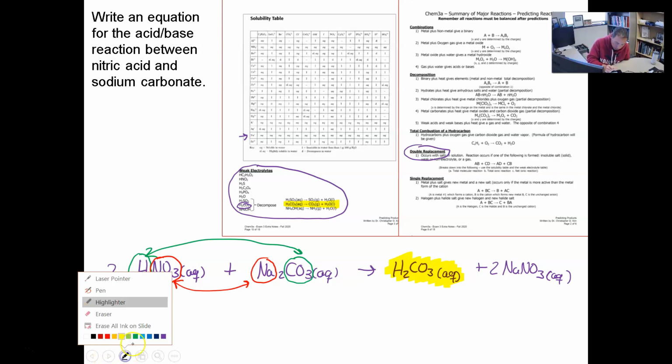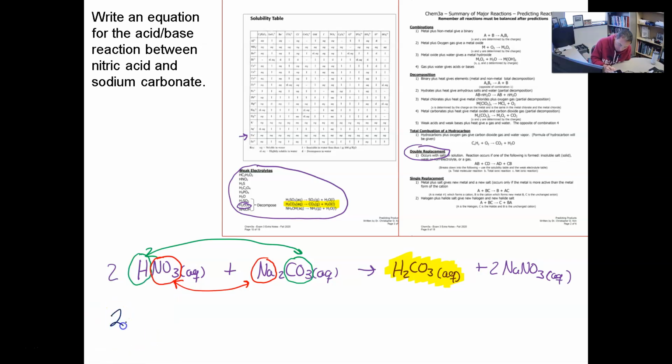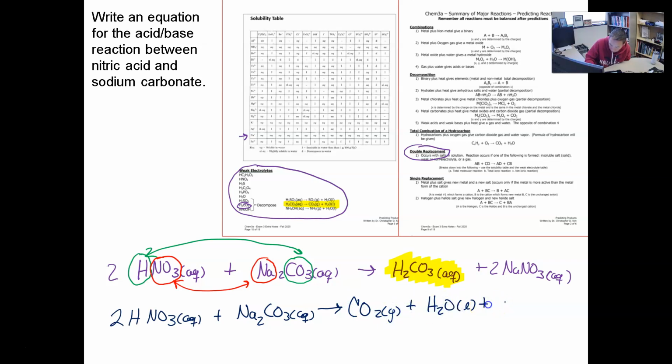And so all we do is we come back, we'll change the color, and we just say 2HNO3 aqueous plus Na2CO3 aqueous. I'm replacing my carbonic acid with CO2 gas. There's our evidence of reaction. And our liquid water, which is our evidence of reaction, plus 2NaNO3 aqueous.